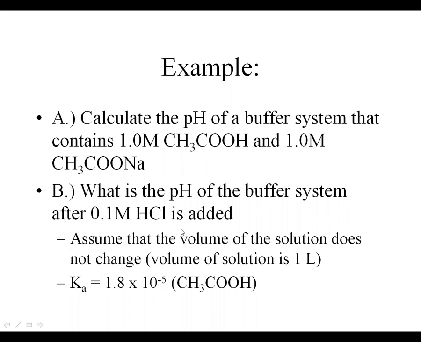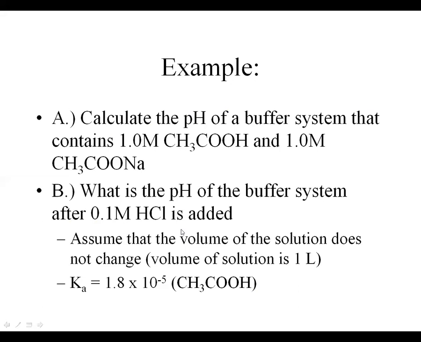And then for part B, we want to know what the pH of the buffer system is after we add some hydrochloric acid to it. In this particular case, and it's not always the case, we're going to assume that all the volumes are just going to remain 1 liter, okay? That's not always the case, and we'll talk about the differences in just a second. The Ka value for acetic acid is 1.8 times 10 to the minus 5.